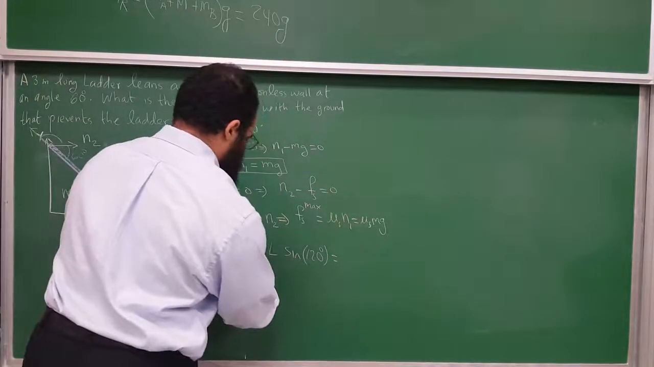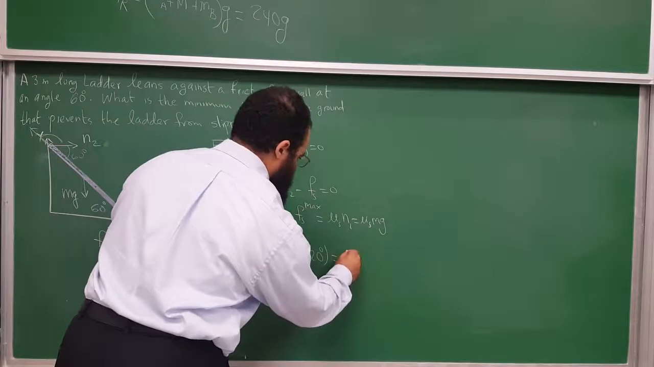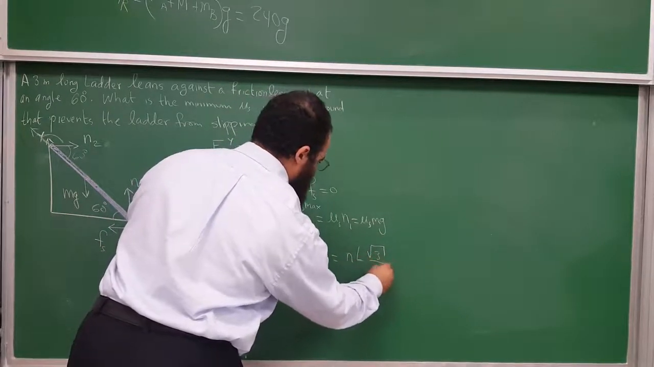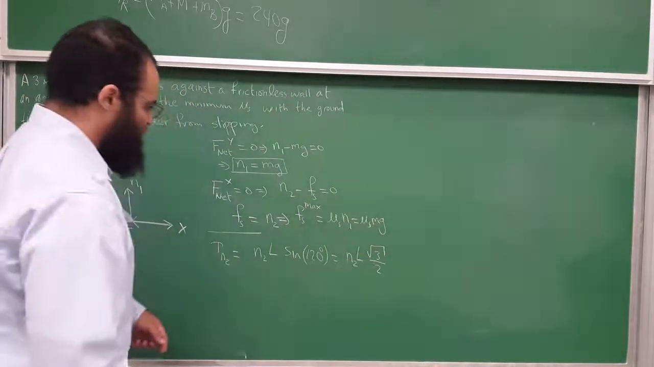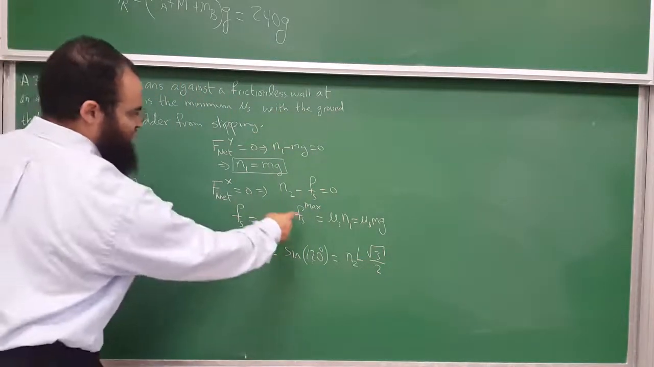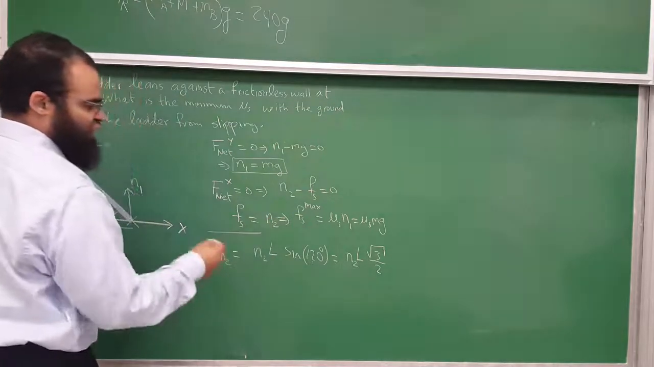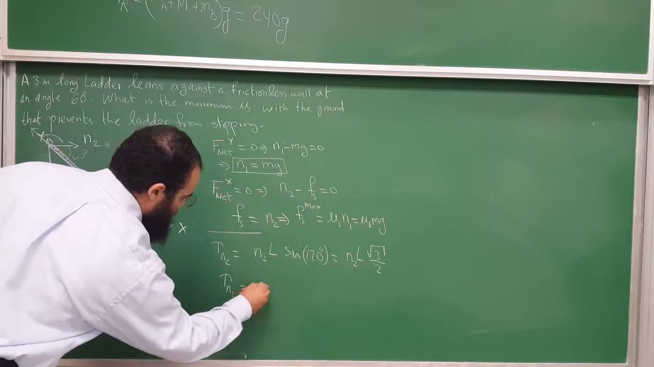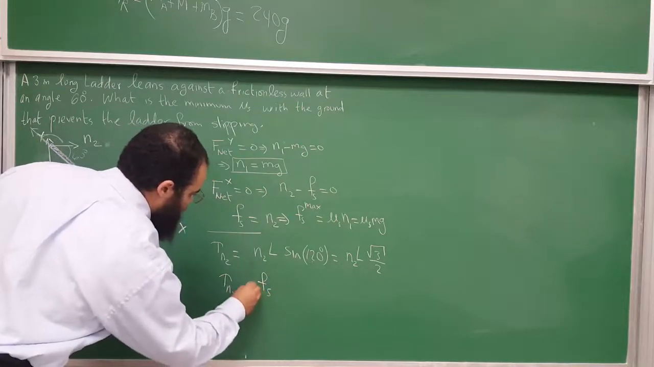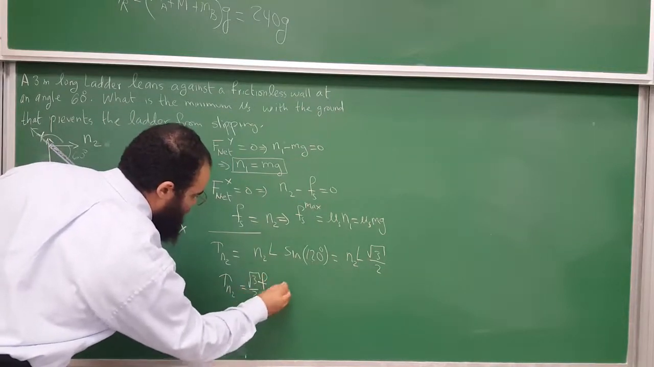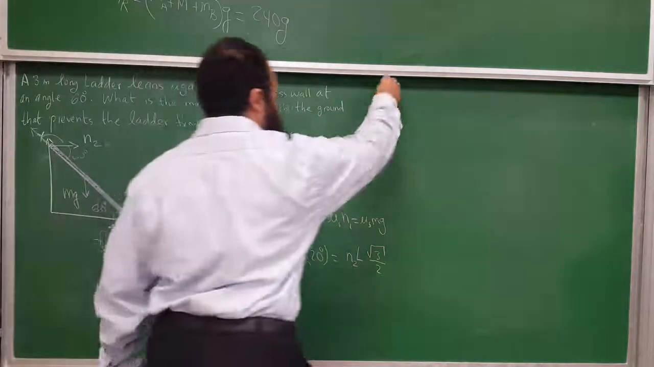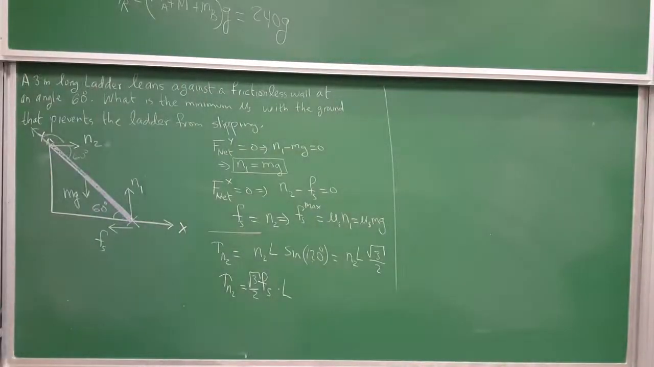So N2 times L times radical 3 over 2. That's N2. And N2 is equal to the force of static friction. So let me write it as the force of static friction. So the torque due to N2 will be the force of static friction, radical 3 over 2 times L. That's the torque due to N2. Let's get the torque due to N1 and then the torque due to the mg.